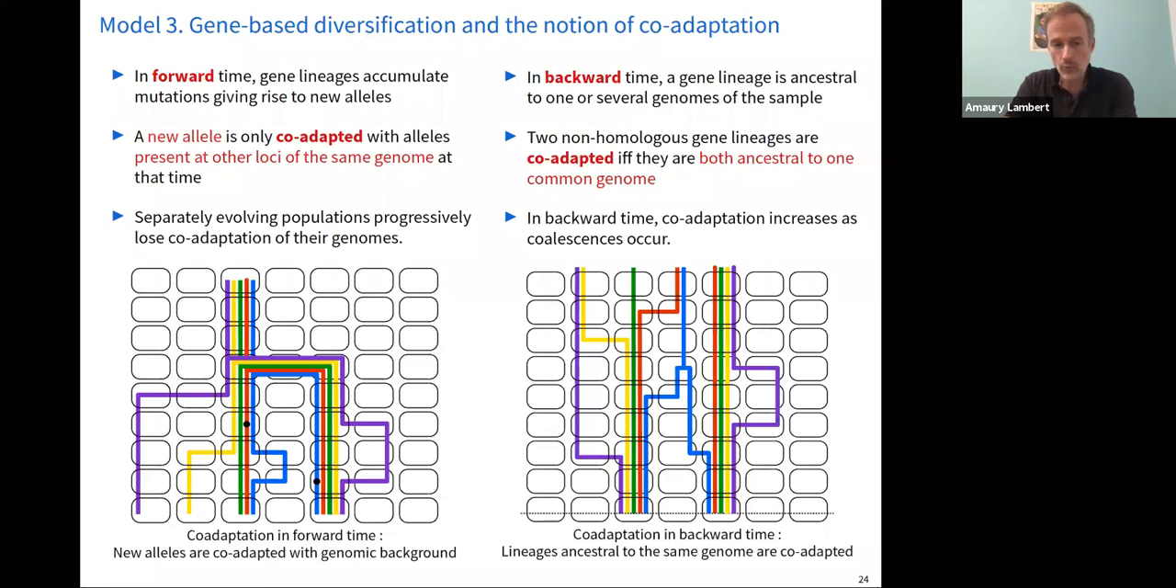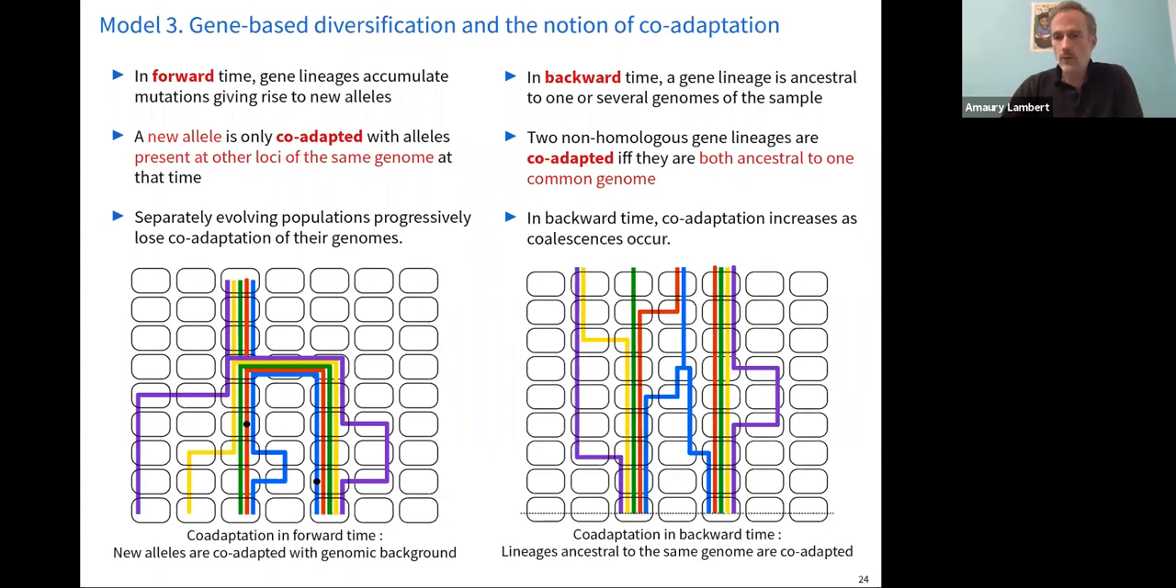In backward time, we don't want to keep track of mutations, and so what we decided is to say that genes that are found in the same genome today cannot have spent too much time in the past in different species, because otherwise, if you look at the cartoon on the right, on the left, they would not be co-adapted and they could not be in the same genome because they would have accumulated too many mutations.